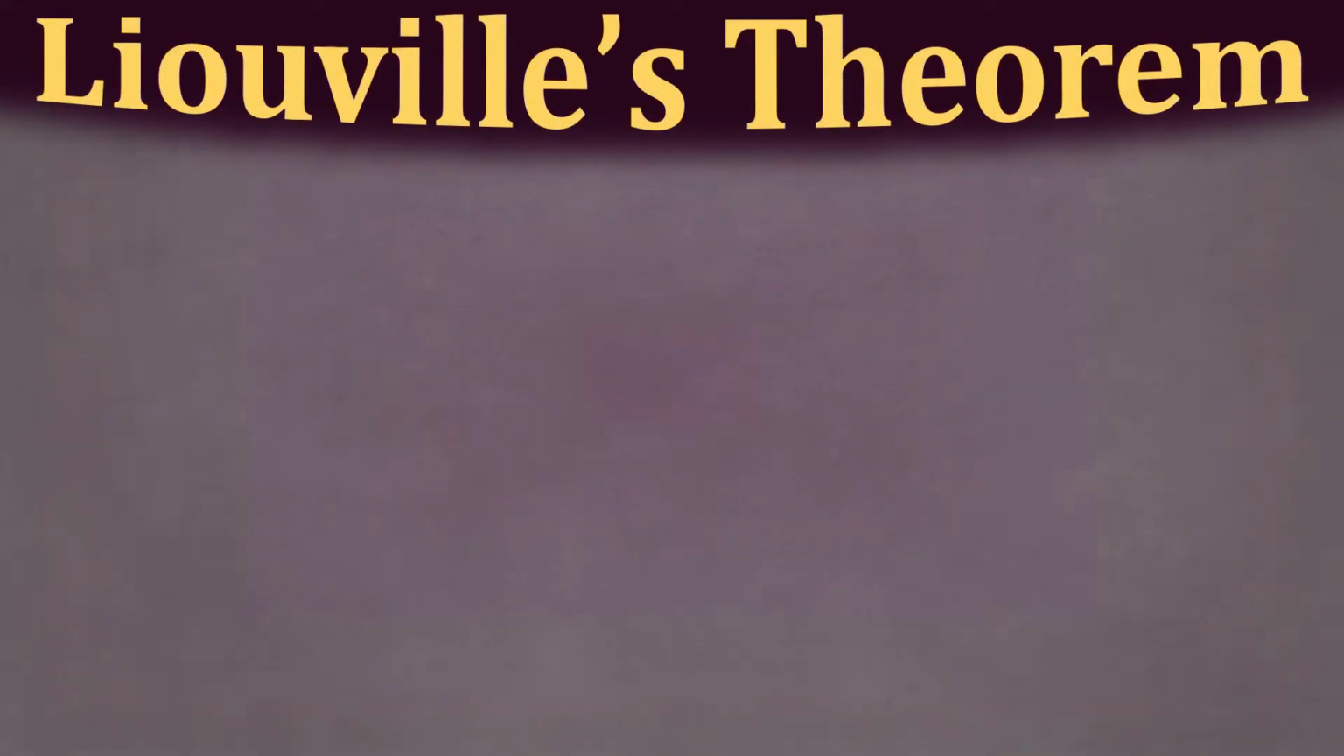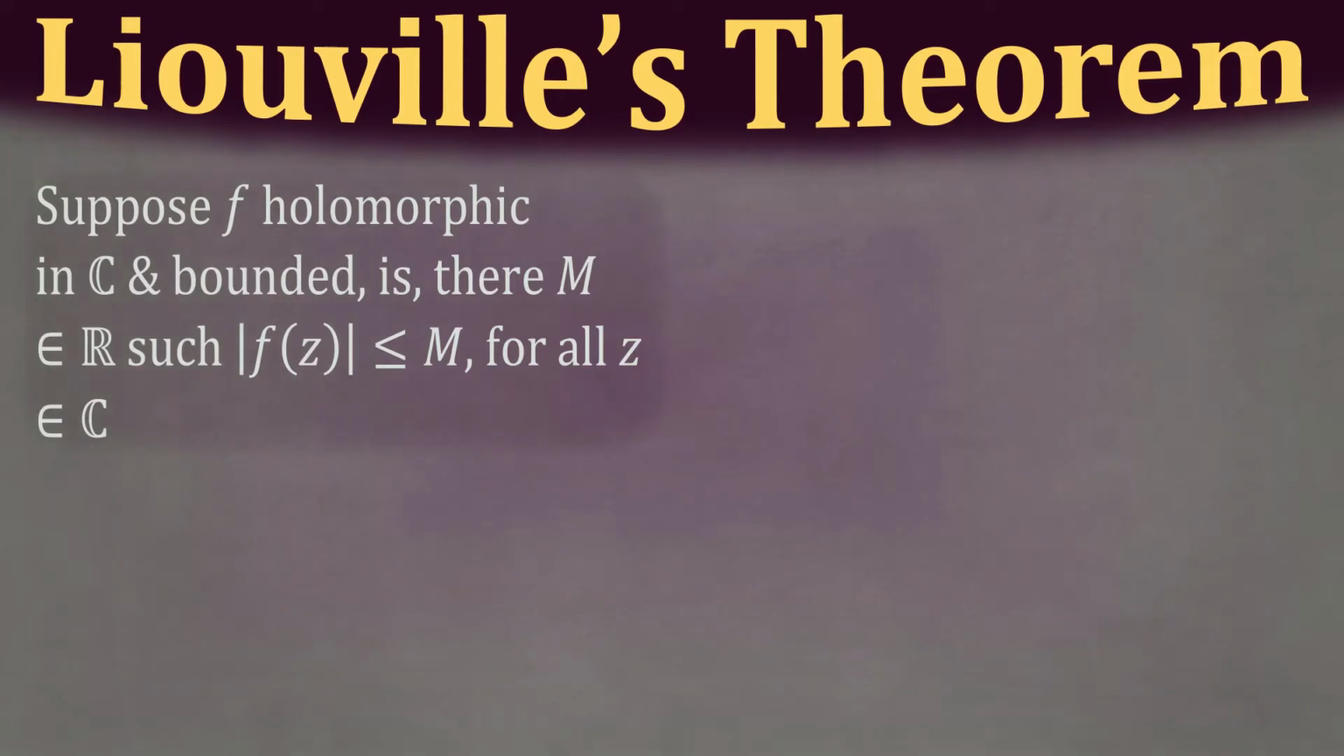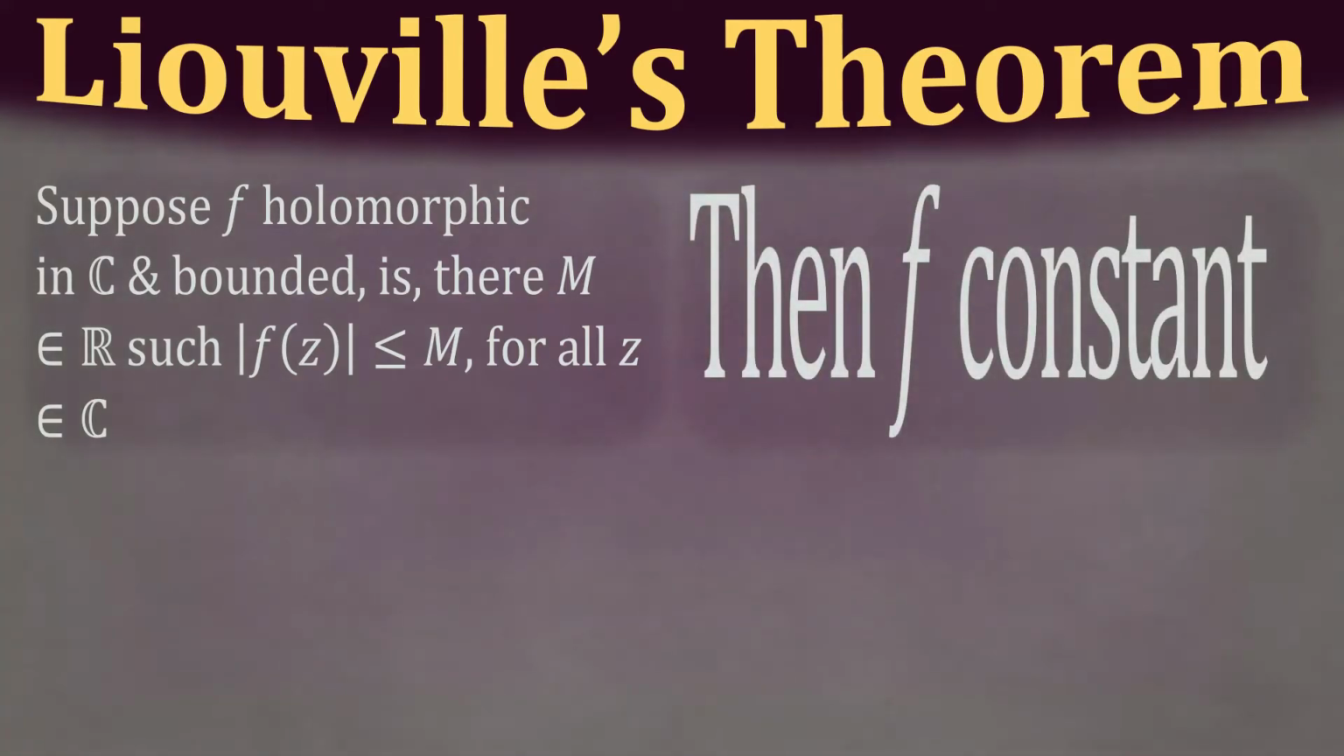We can now give an application of Taylor's theorem, which is Liouville's theorem. Suppose f is holomorphic in the complex numbers and bounded, that is, there is an M in the reals such that the modulus of f of z is less than or equal to M for all z in the complex numbers. Then f is constant.